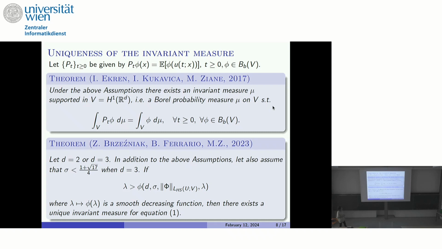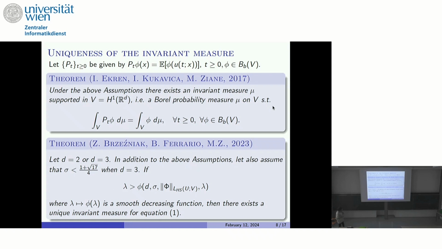Okay, so you can introduce this semigroup, and then you can formally introduce the concept of an invariant measure, so a measure mu supported on V such that it satisfies this relation here. And the paper by Eckmann, Hairer and Ziane ensures us that you have existence of at least one invariant measure which is supported in V. So what we prove is the following result.